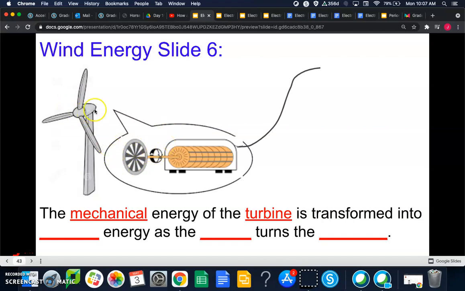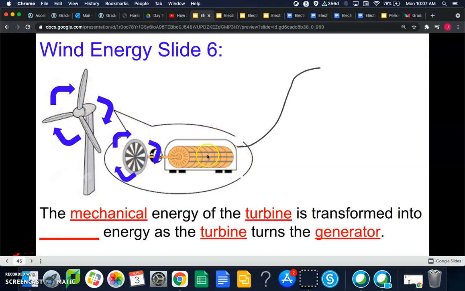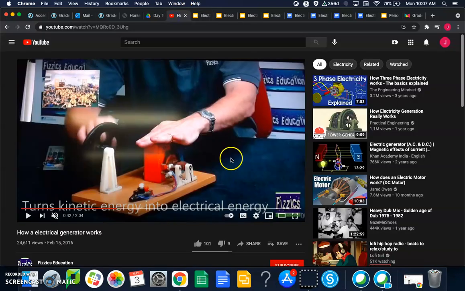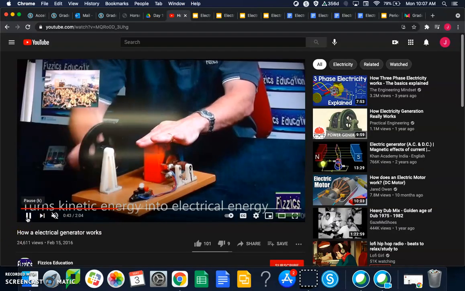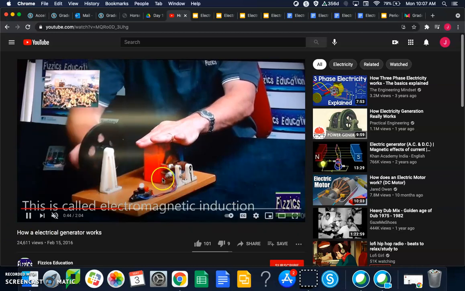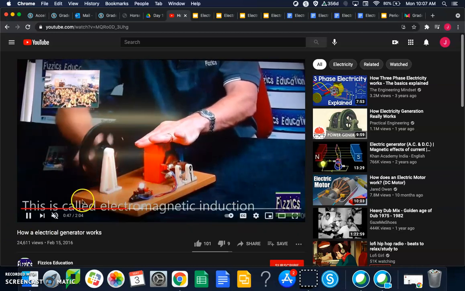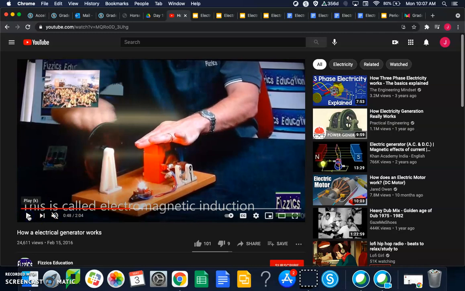What's actually happening here is as the turbine spins, this is an image of what's going on on the inside. The turbine's actually spinning a generator. Now, what happens when you spin a generator is you generate electricity. Let's show that right here. We've got a guy spinning a generator, and you can see the little light bulb lights up. That's because electricity is going through.